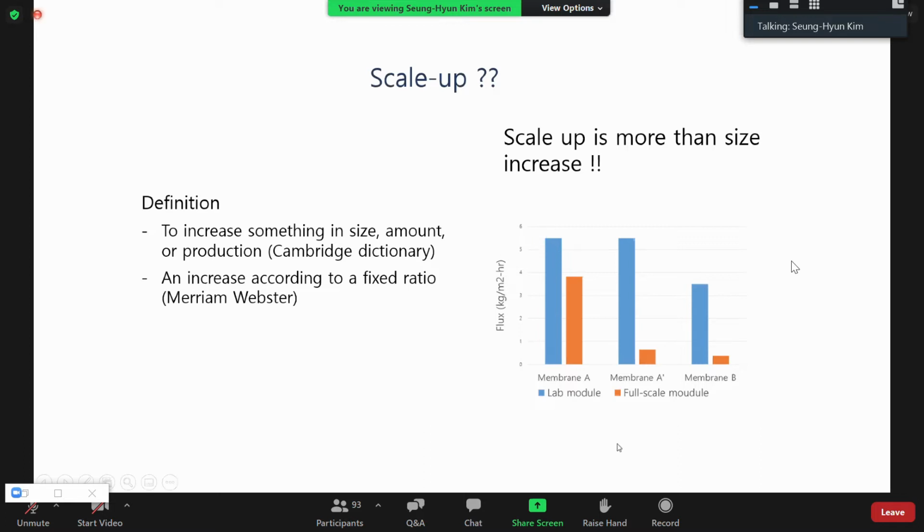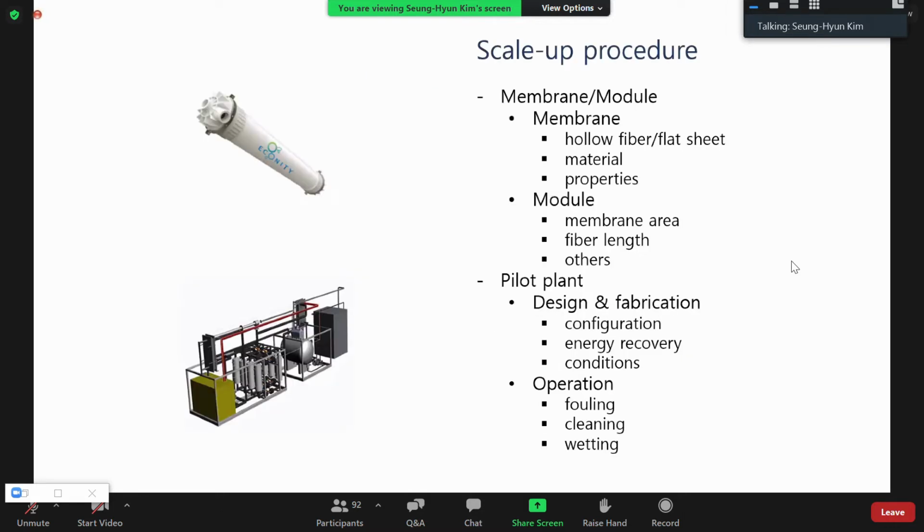This is a graph. This graph compares performance of a lab scale module and full scale module. Even though we started with the same fibers, when you manufacture lab scale and full scale modules, there's a big difference in their performances. So scale up is more than just size increase.